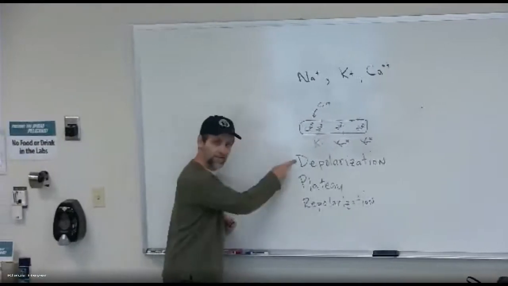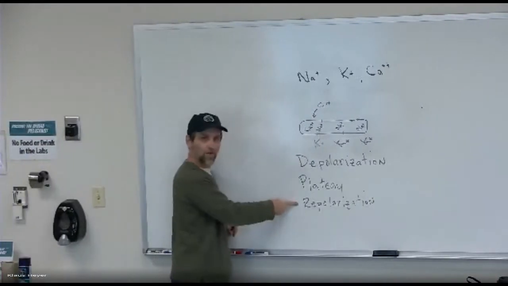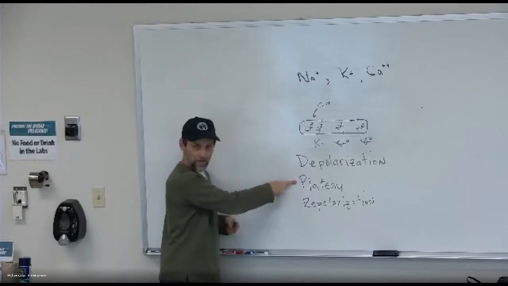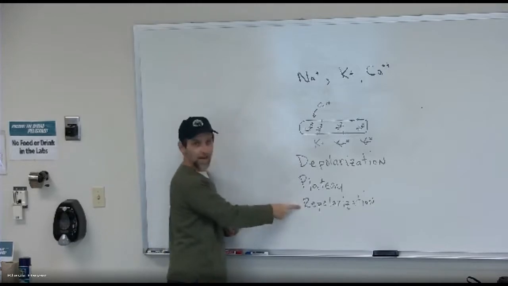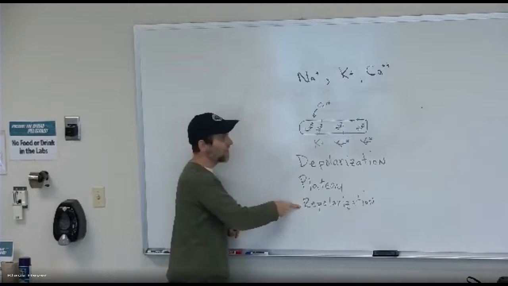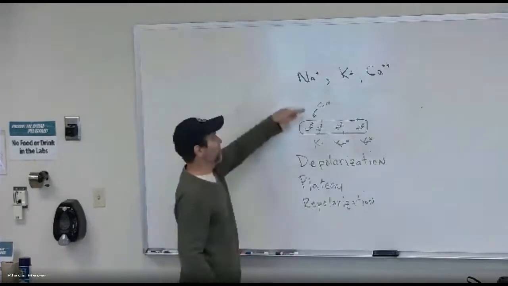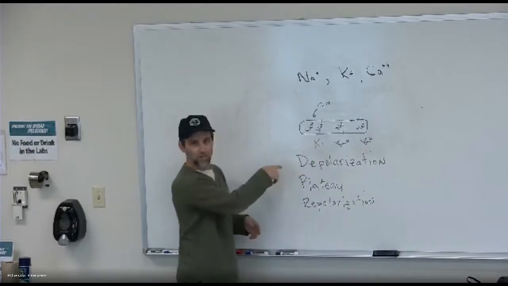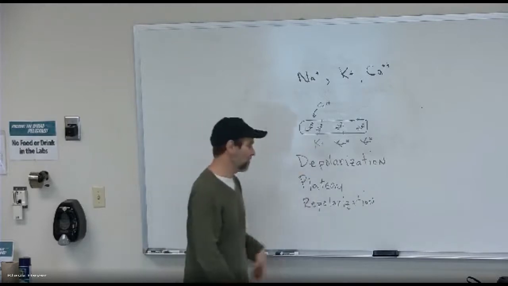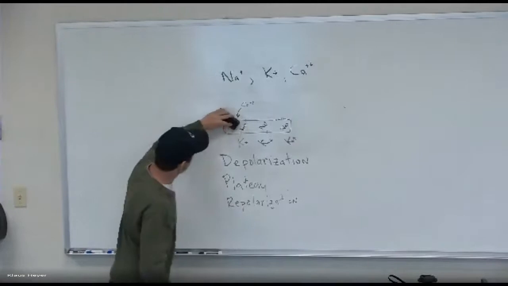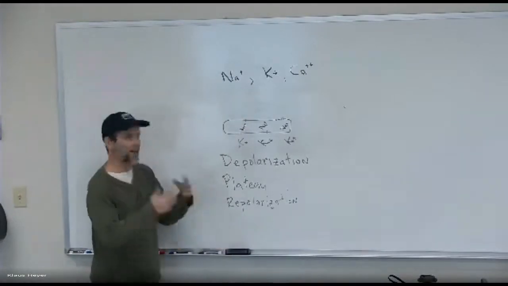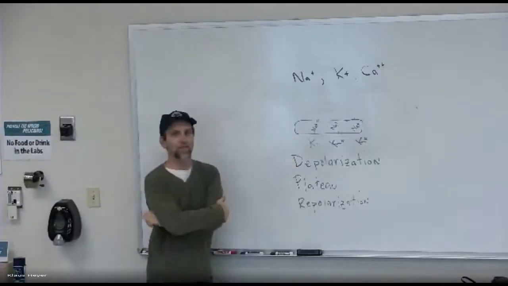So sodium rushes in, potassium rushes out. So sodium rushes in, calcium trickles in, potassium rushes out. At the end, what's happening with the calcium? Once all the potassium leaves, the calcium's going to turn around and walk back out. So you end up with this state here where they've swapped places.